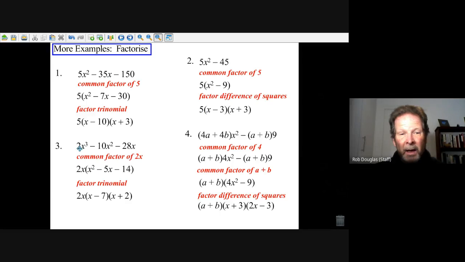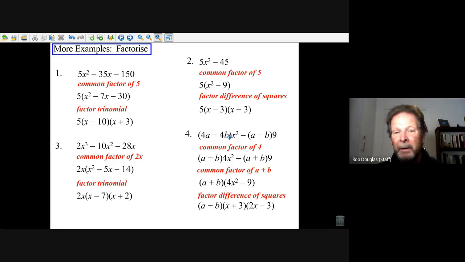This one here, there is 2 going into everything, but you'll see there's an x in everything. So the common factor is 2x, you write down. 2x times x squared gives you the 2x cubed. 2x times minus 5x gives you the minus 10x squared. And 2x times minus 14 gives you minus 28x. Then you just factor this trinomial. 7 times 2 gives you the 14, and minus 7 times positive 2 gives you minus 14. And minus 7x plus 2x gives you the minus 5x. It multiplies to equal negative 14, and adds to equal minus 5.